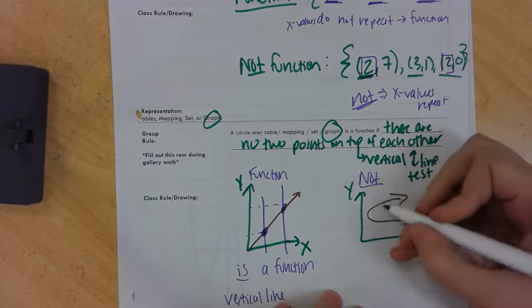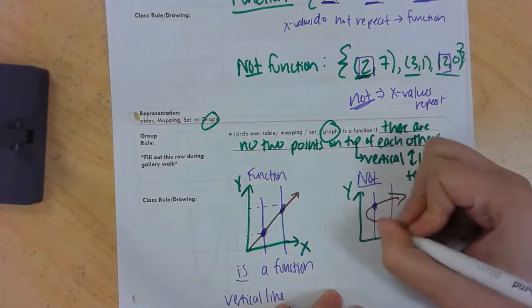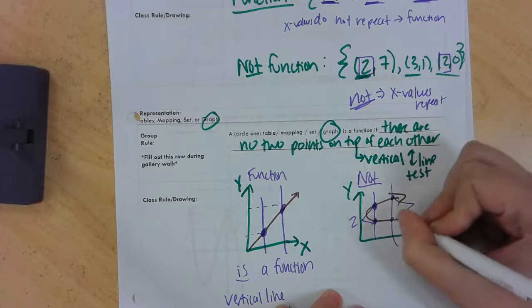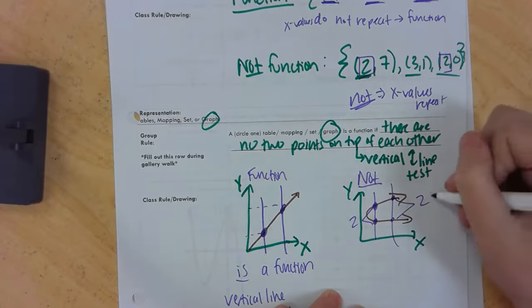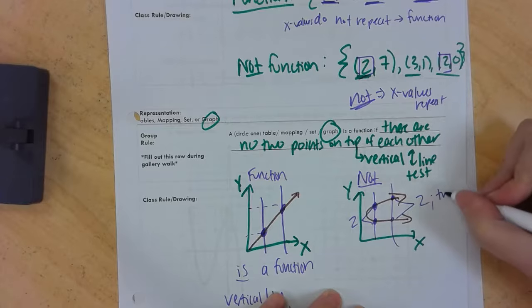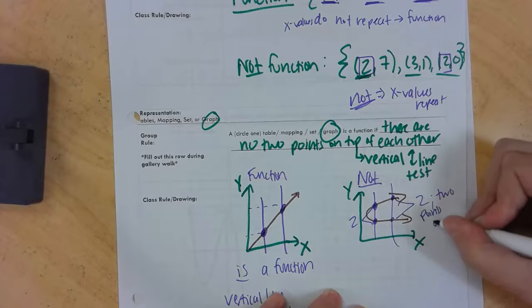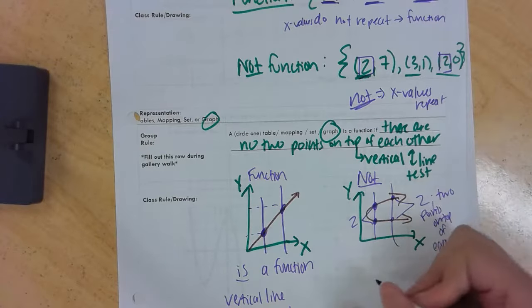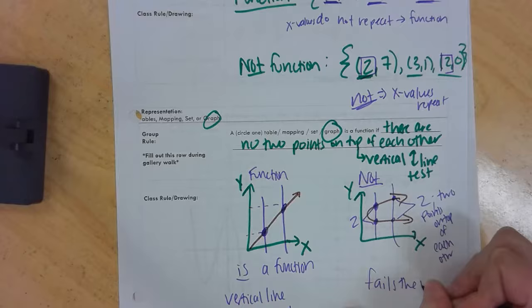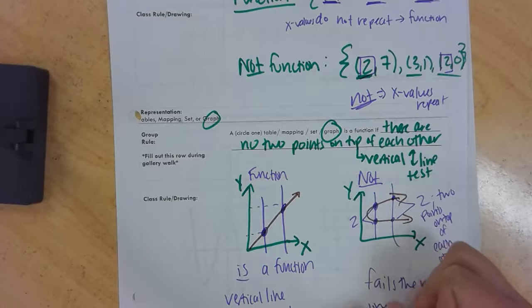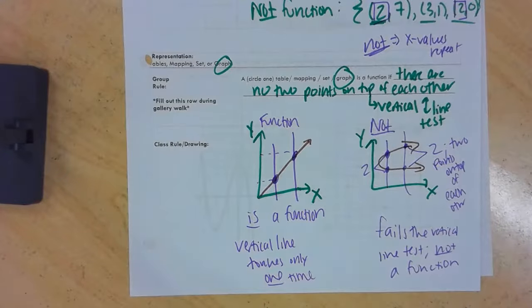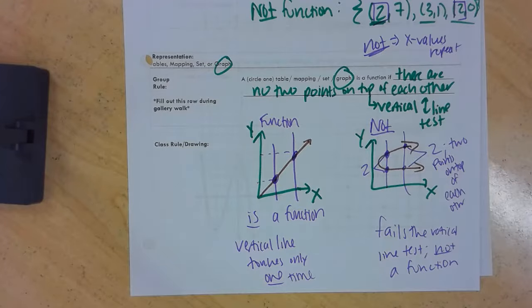Well, let me draw in my vertical line. I see it touches here and it touches here. That's touching 2 times. That means that these are on top of each other. So I have 2 points on top of each other. That means that it fails the vertical line test, and it is not a function. It fails the vertical line test. It is not a function.